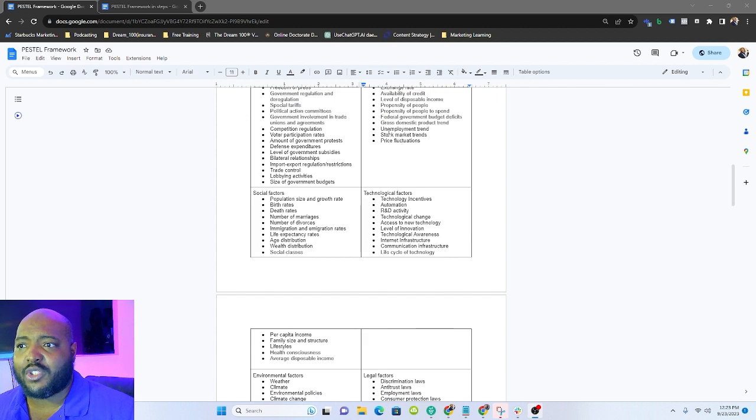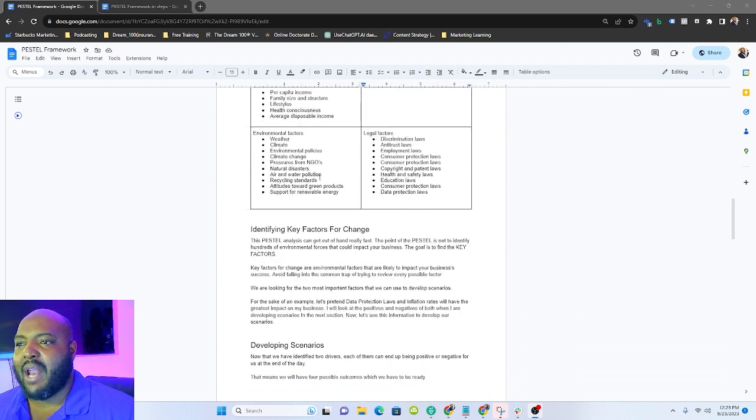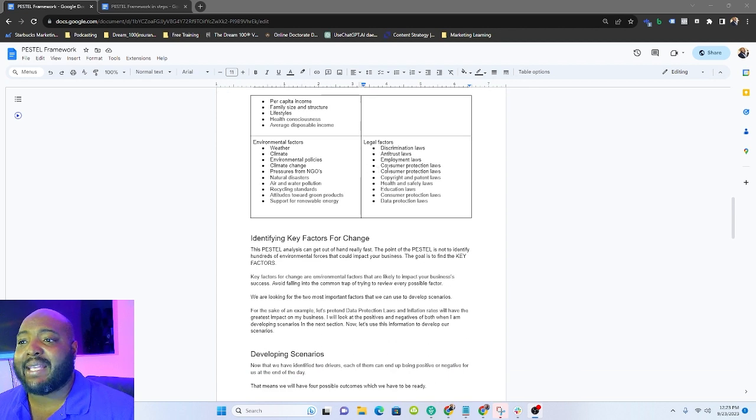So just know that you're not just picking one and you're going to roll with it. You pick it and you have to research it. Okay. Then after we've done that, we have our 1 to 2. At the end, we're going to have 6 to 12 factors that we think can impact our business.